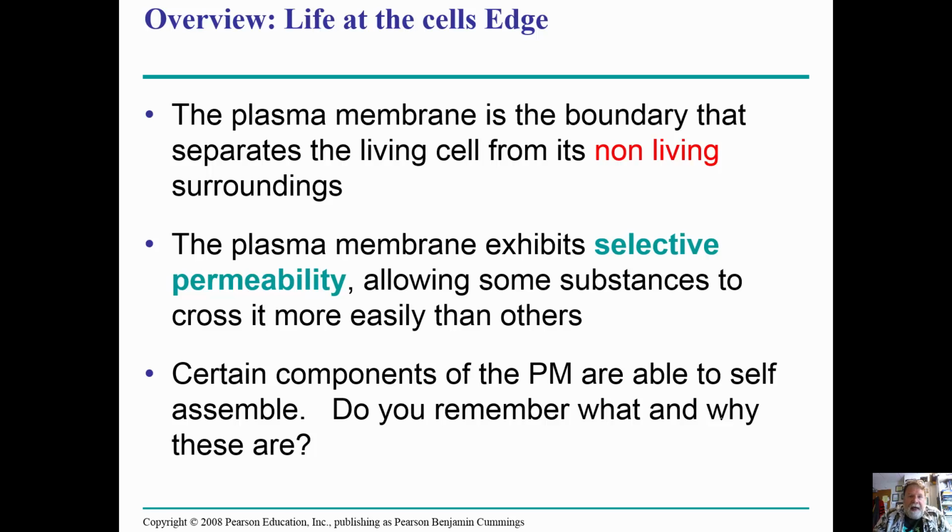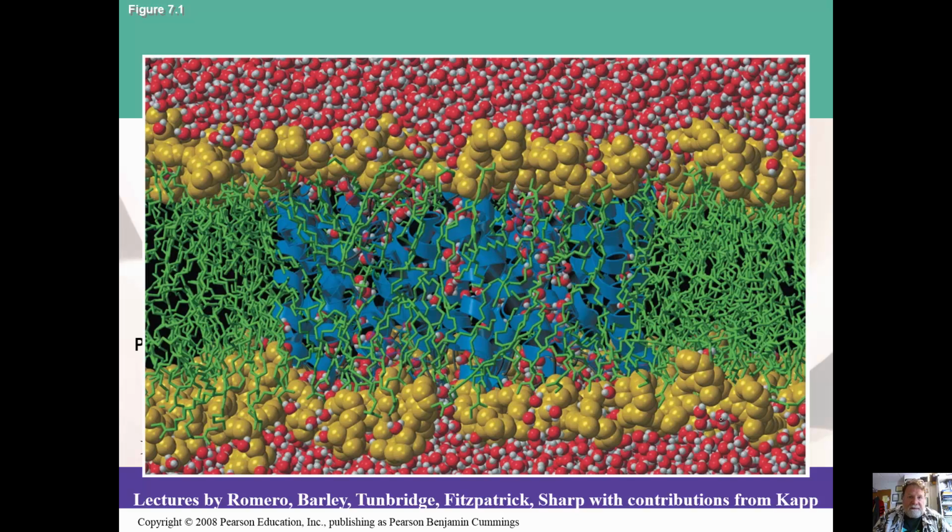Now, as we well remember from the beginning part of this class, the plasma membrane basically defines what's living. Everything on the inside of that membrane is living. Everything on the outside is basically non-living. And it's the membrane that selects what goes in and out.